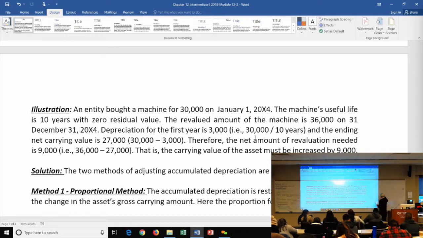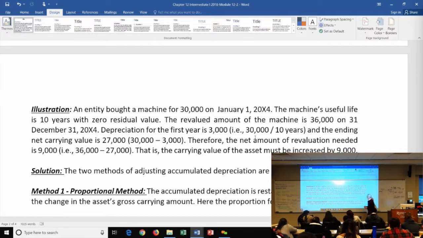So put this together. Property, plant, and equipment, that's going to be $30,000. The accumulated depreciation is $3,000. And we took 1 year on this, we straight lined it, 10 years, $3,000. And we held the asset for 1 year. So the net book value right now is 27. Now, we go out to market and we have it appraised and we find out the fair value is 36.